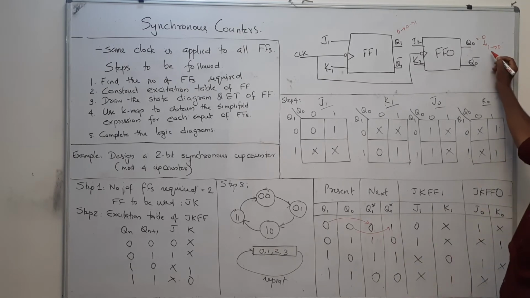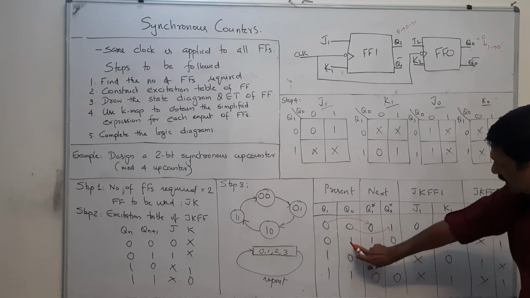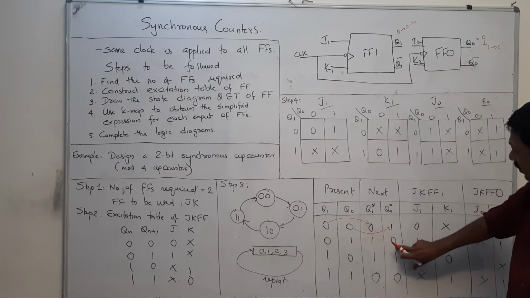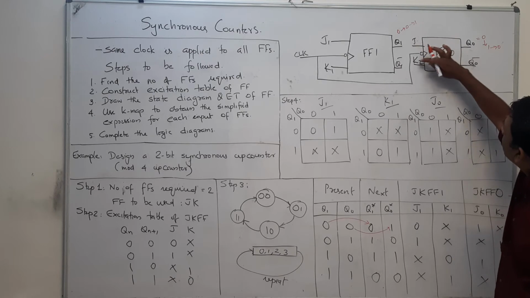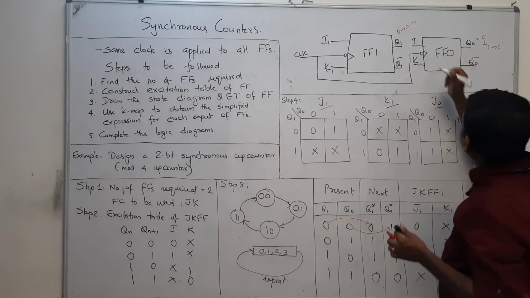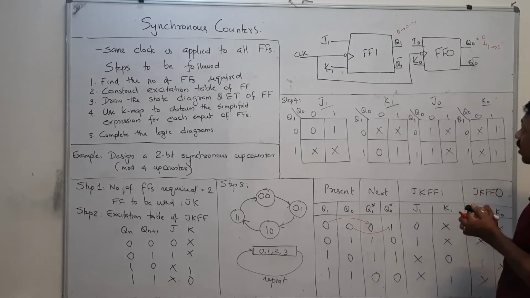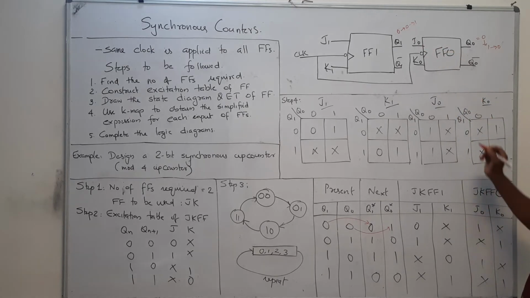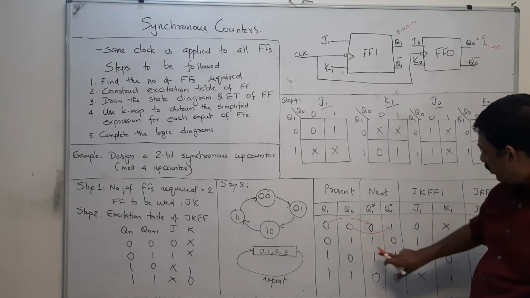And here there is a 1 to 0 transition. That means here Q0 is 1 and here it is 0, a 1 to 0 transition. Then this is J0 and K0. Okay. Now, this J0 and K0 value should be, that means the transition is from 1 to 0.